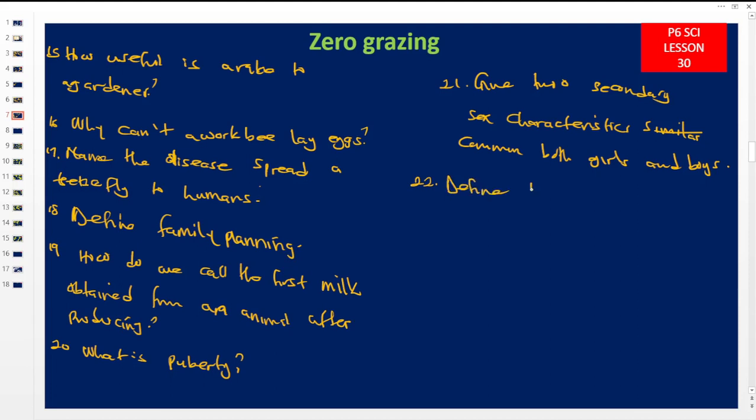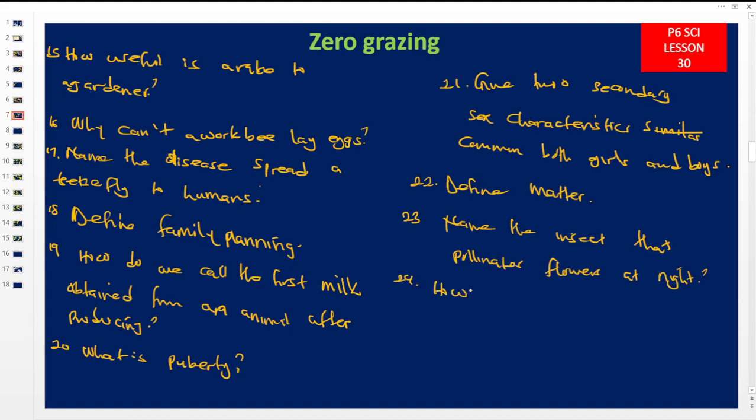Number 22: Define matter. Number 23: Name the insect that pollinates flowers at night. Number 24: How do mushrooms feed? Number 25: Convert 20 degrees Celsius to degrees Fahrenheit.